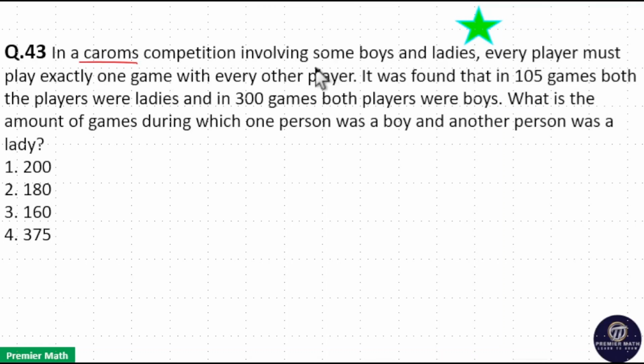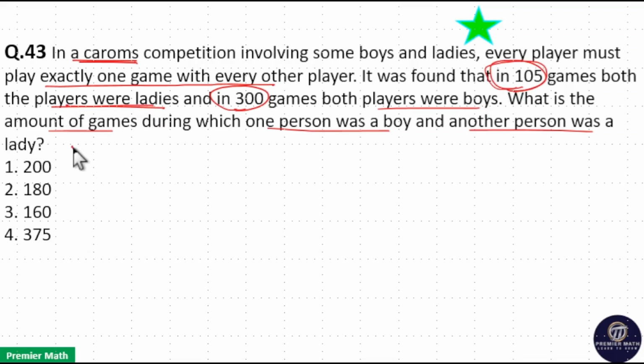In a Carroms competition involving some boys and ladies, every player must play exactly one game with every other player. It was found that in 105 games, both the players were ladies. In 300 games, both the players were boys. What is the number of games in which one person was a boy and the other was a lady? Here, to play one Carroms game, you need 2 players. And in 105 games, both the players were ladies. Consider the total number of women as W.